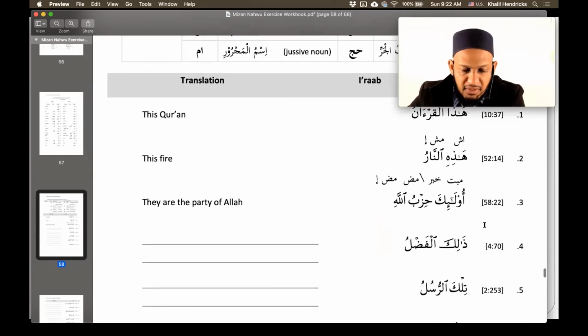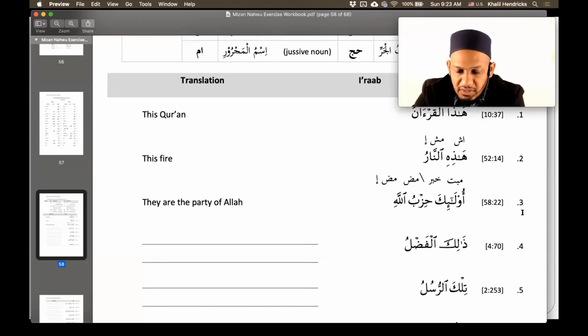Number 3. أولئك حزب الله. So أولئك means those, and hizb is a party, like a group, a party, and Allah. And the word Allah, lafzul jalala, is jar, so we're adding a the and an of. So Hizbullah translates as the party of Allah. So ulaika, you can say they, or more correctly, those.